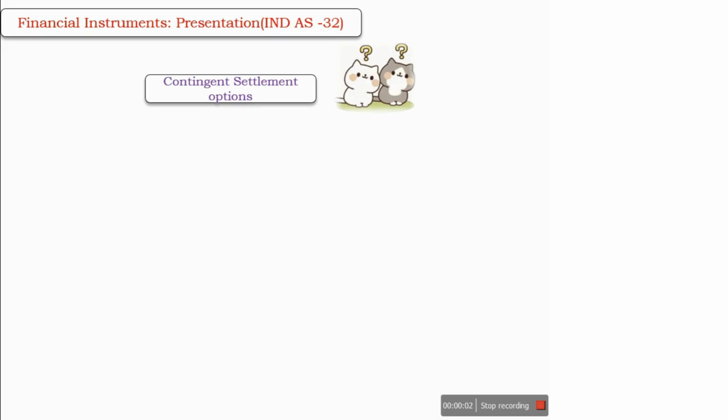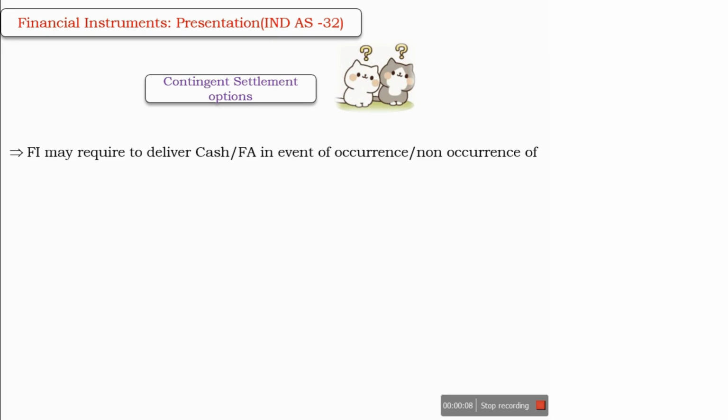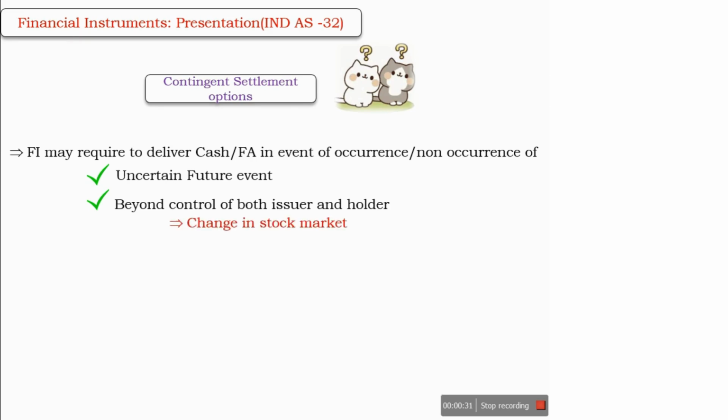A financial instrument may contain some contingent settlement option where the entity is required to deliver cash or a financial asset in the event of occurrence or non-occurrence of some future uncertain event, and those uncertain events are beyond the control of the holders or the entity issuers. In this case, the instrument will be classified as a financial liability, and these uncertain events may be a change in stock market or consumer price index or interest rate or some achievement in future revenue, etc.